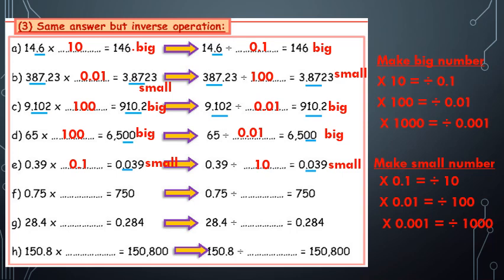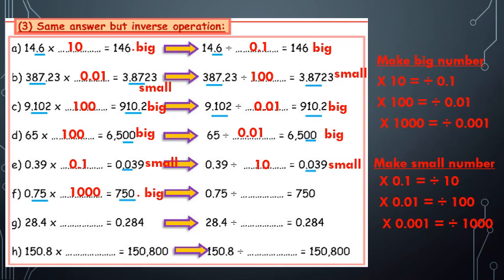75 hundredths by what equals 750. 750 is a whole number, and this is 75 hundredths, a decimal number. That means the product is bigger. That means we multiply by 10 or by 100 or by 1000. Look at the decimal point. Moved how many? 3 places. That means we multiply by 1000.